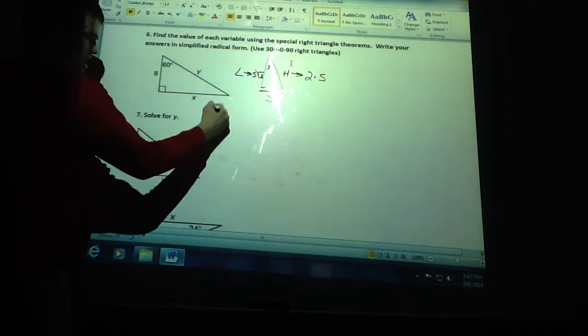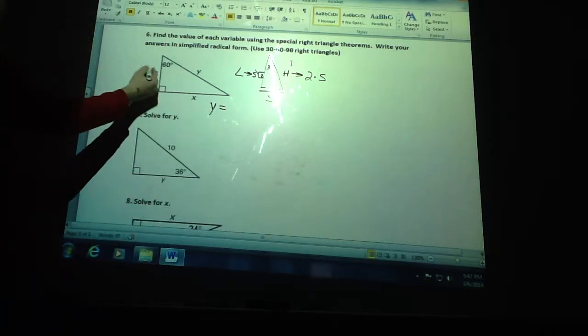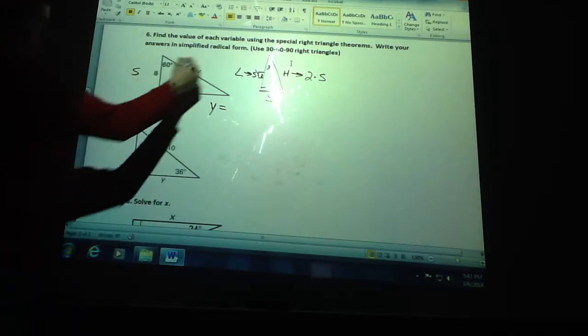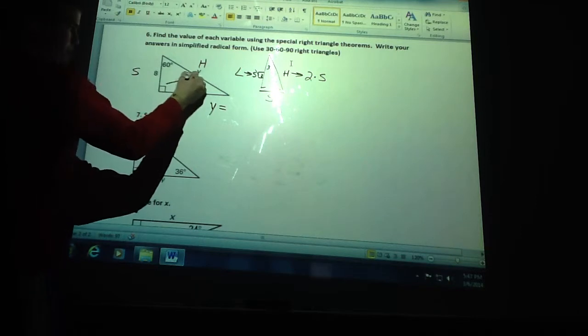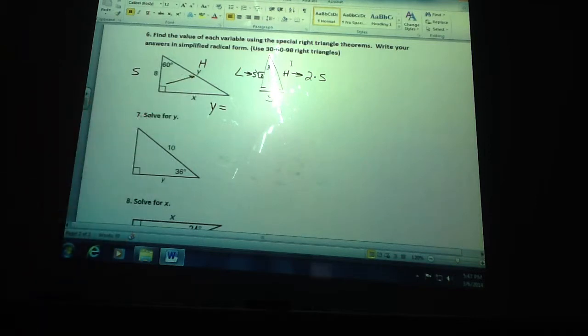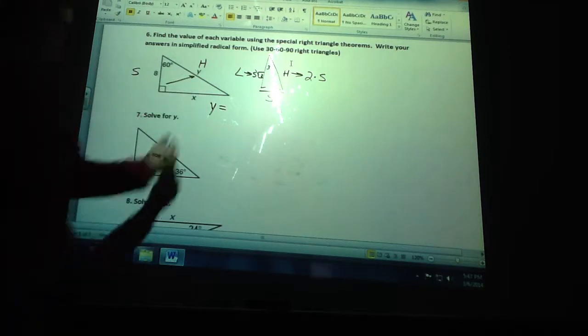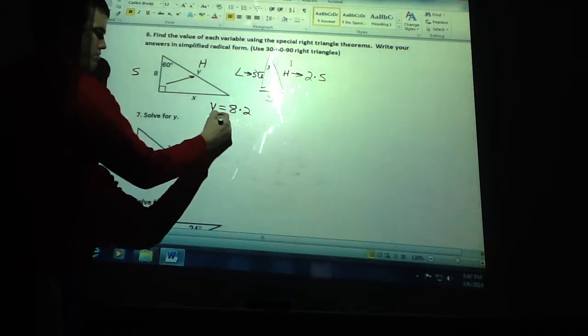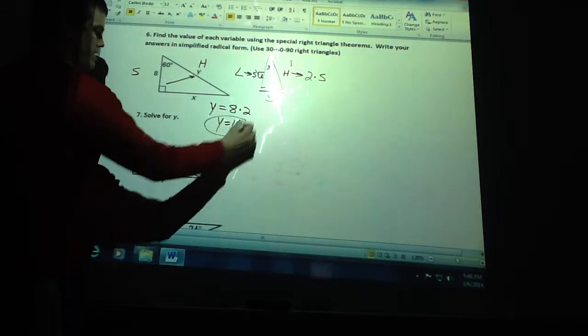So here to find y, well first, what do I have? 8 here's the short side, so to find y, which is the hypotenuse, remember, hypotenuse is opposite from the 90-degree angle. To get to the hypotenuse, I'll just take 8 times 2, so y equals 16.